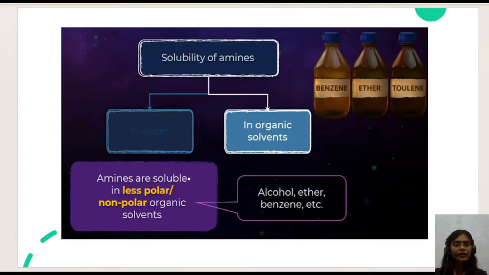So that's it. Now let's discuss the solubility of amines in organic solvents. Although amines are already very polar, they are not very frequently soluble in organic solvents. Amines are soluble in less polar solvents like alcohol, ether, and benzene, because we know like dissolves like: polar dissolves in polar, non-polar dissolves in non-polar.